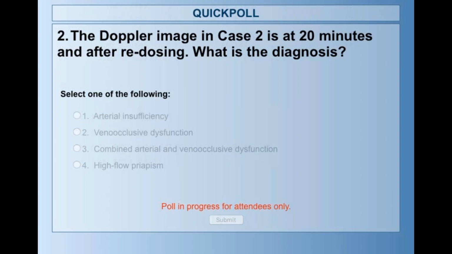Do do do do do do do do do do do do do do.